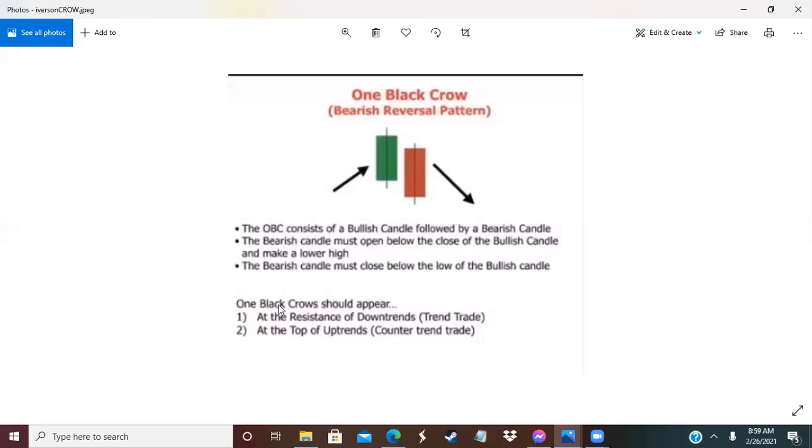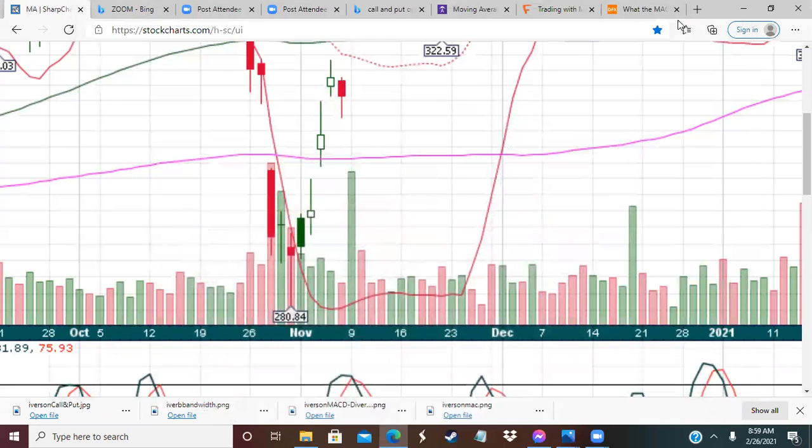The one black crow should appear at the resistance of downtrends, or at the top of uptrends. At the resistance of downtrends, it's the less risky trade. At the top of uptrends, there's a bit more risk involved. So that's the one black crow. Now let's take a look at it on a chart so we know it when we see it.